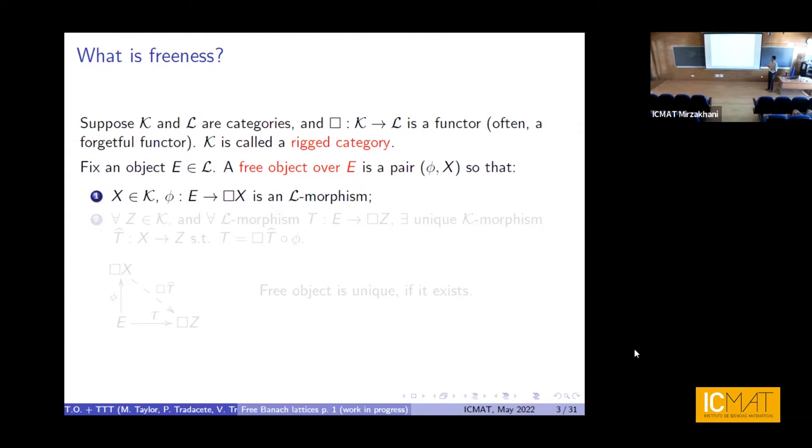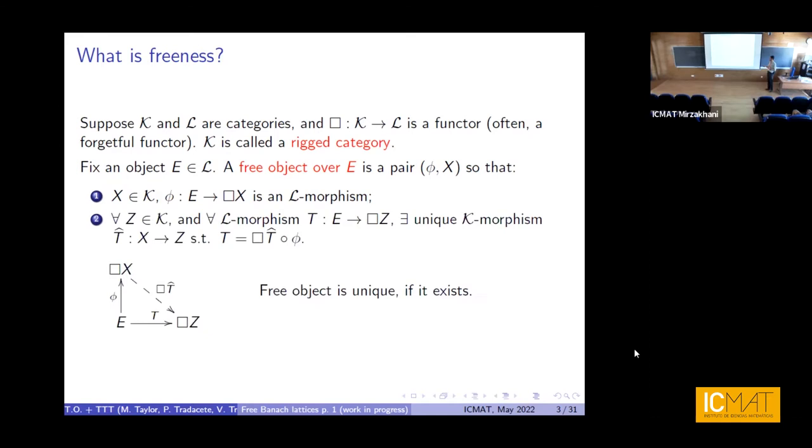consisting of an object X in the richer category K, and a map phi from E to, you can think of it as a kind of shadow of X in the L category. So the map is an L morphism. And further, for any Z in the richer category, and for any map T from E into the shadow of Z, you can find a unique K morphism T hat from X to Z, so that this diagram here commutes.